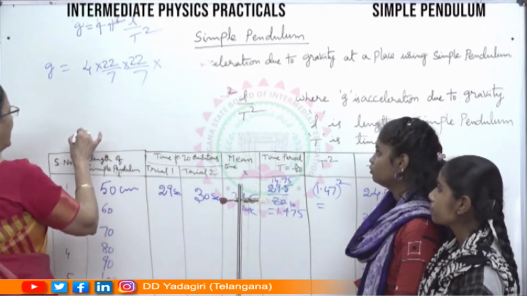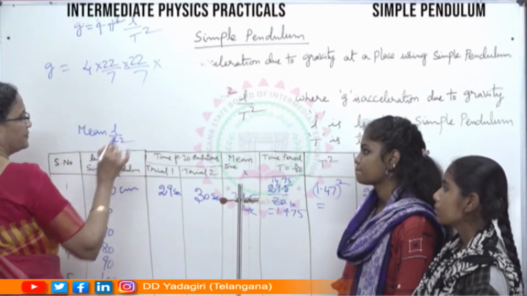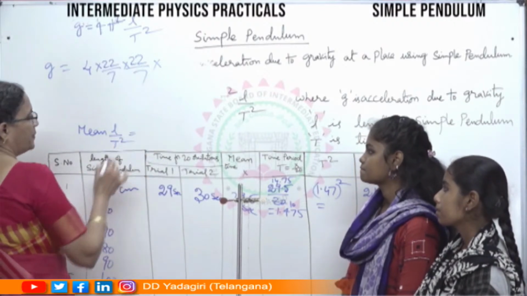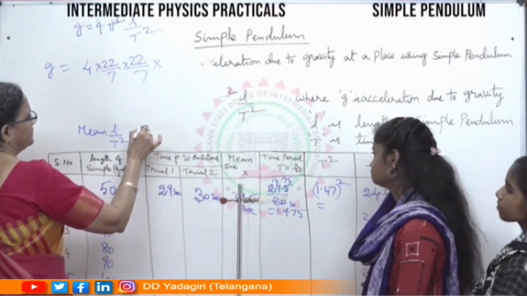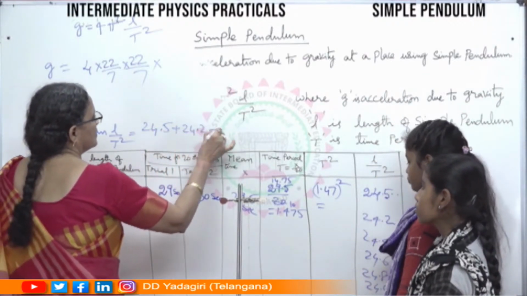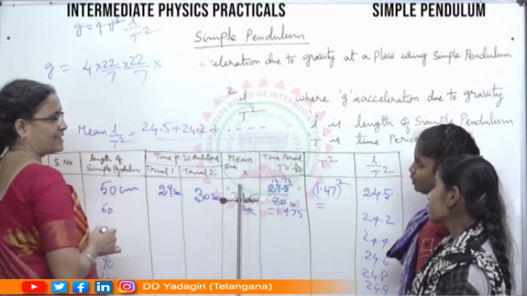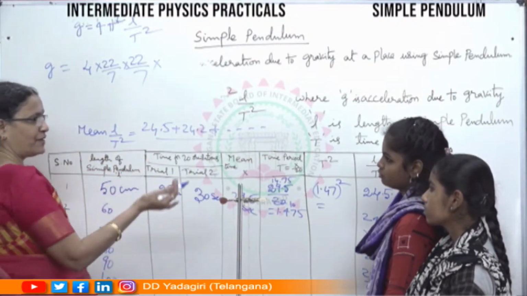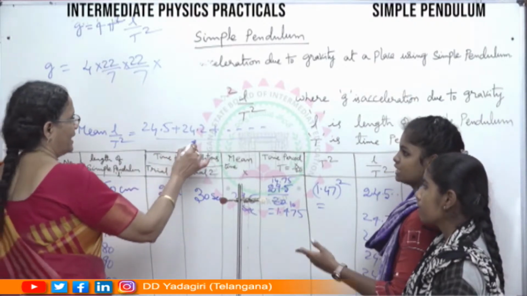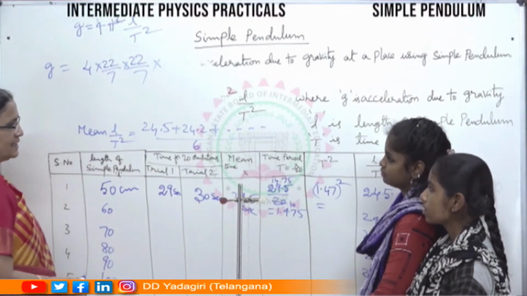Yes, you have to calculate mean L by T square. How do you calculate mean L by T square? Add 24.5, 24.2, so on, by, how do you calculate the average? Total number of readings by number of readings, 6. If you have taken 6, write 6.